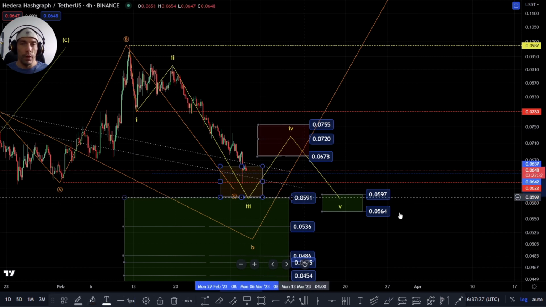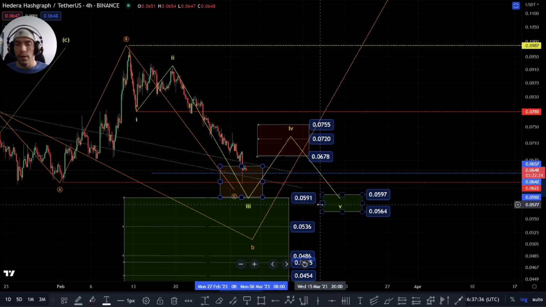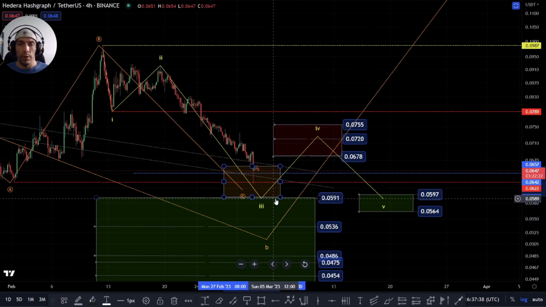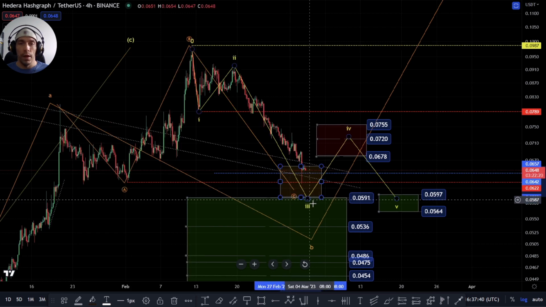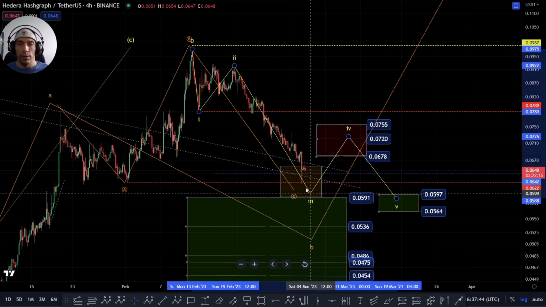If we do move down lower though, I would be potentially looking to see a reaction on this 0.0642, sorry, that's the wrong number, the 0.0592 area. That would be a zone I'd be looking at to see if we get a completion into for this third wave, if it is not completed already.